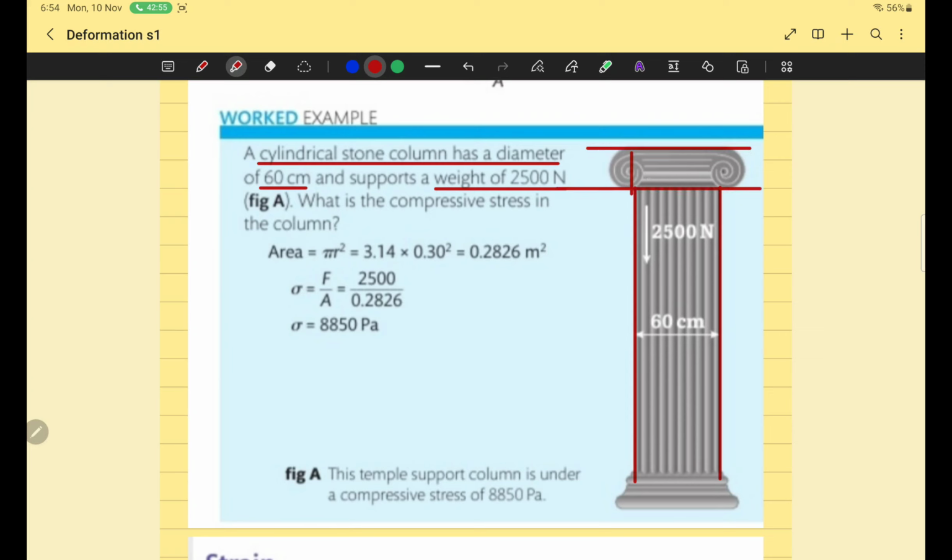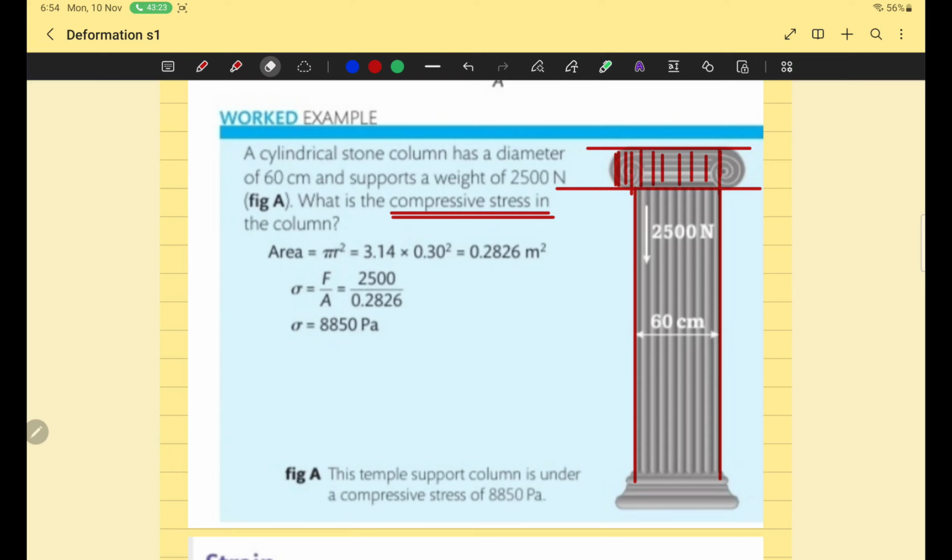In this question, we have a cylindrical stone column, diameter 60 centimeter, and you are given the weight. Weight is here, acting downward. It is considered the weight of the floor, 2500 Newton, and it is compressing this cylindrical stone. So it is called compressive stress.